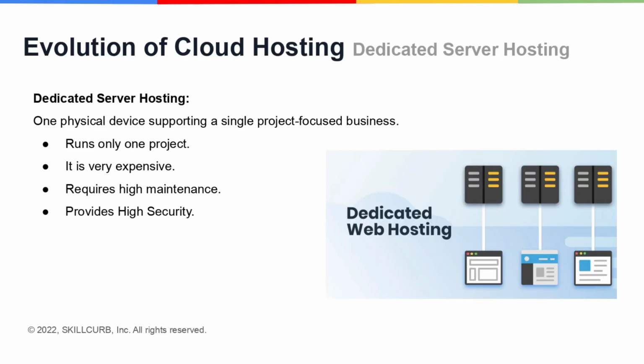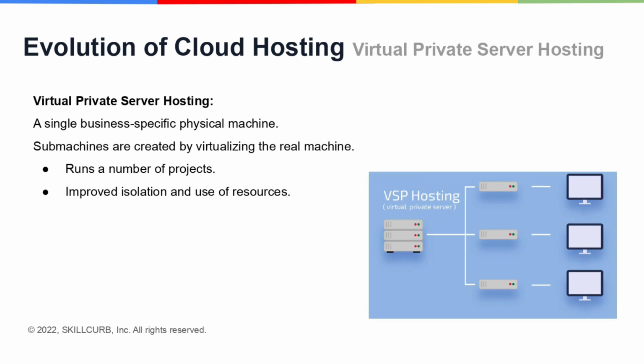Let's take a look at the evolution of cloud hosting, started with dedicated server hosting. One physical device supporting a single project-focused business is what a dedicated server hosting would look like. It runs only one project, it is very expensive to own and run, requires high maintenance, and provides a very high level of security. Then comes virtual private server hosting, where a single business-specific physical machine exists. Sub-machines are created by virtualizing the real machine. It can run a number of projects and it has improved isolation and use of resources.